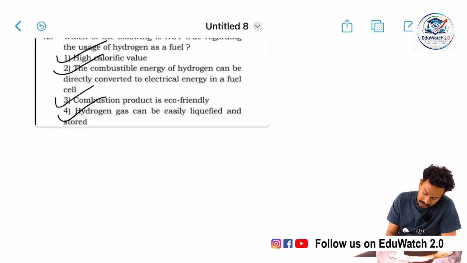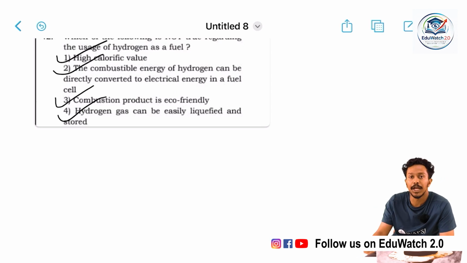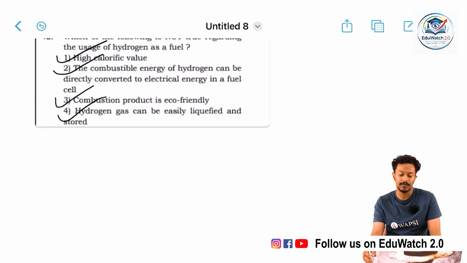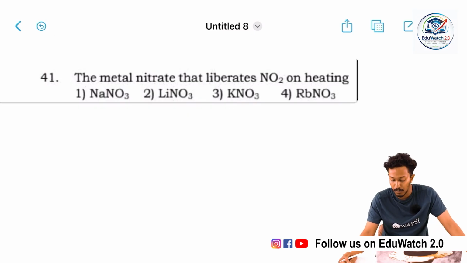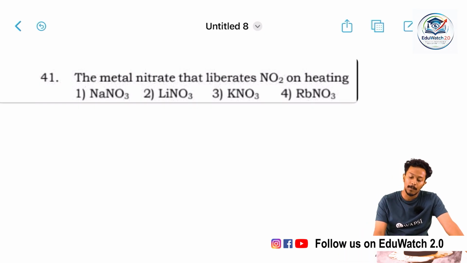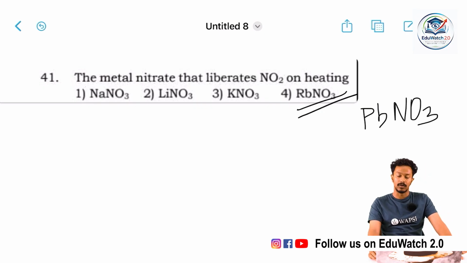Our next question: the metal nitrate that liberates NO2 on heating. Here we have 4 options: sodium nitrate, lithium nitrate, rubidium nitrate, and lead nitrate. We have a slight mistake in this. It's RbNO3, sorry about that. It's actually Pb(NO3)2. Lead nitrate is the option here.